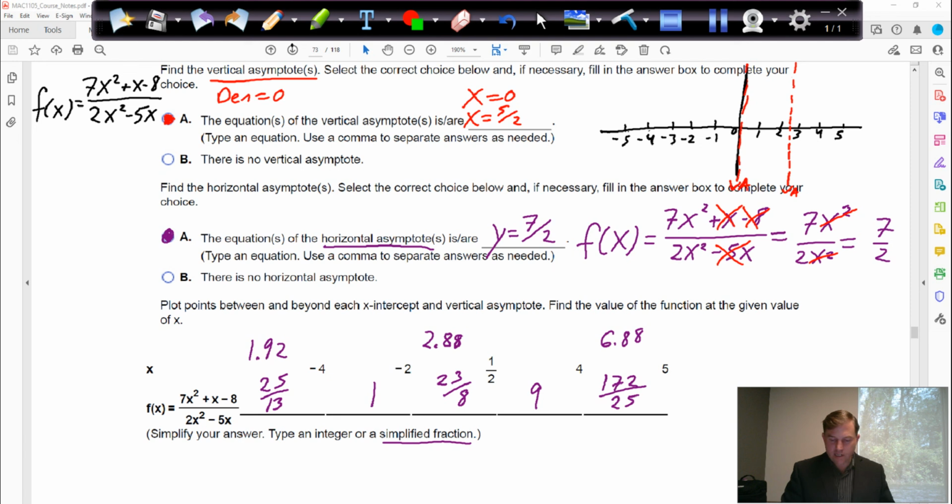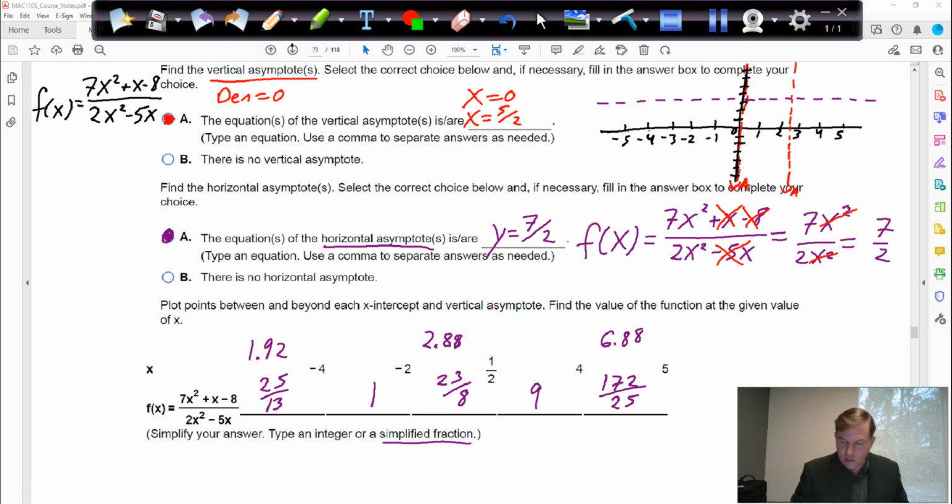There was a horizontal asymptote at 7 over 2. 7 over 2 is 3.5. So let's get a y-axis going here. We need to go as high as 7. Okay, so horizontal at 7 over 2, which is 3.5. 1, 2, 3, right in there. There's a horizontal asymptote. Okay, we had x-intercepts at 1 and negative 8/7.